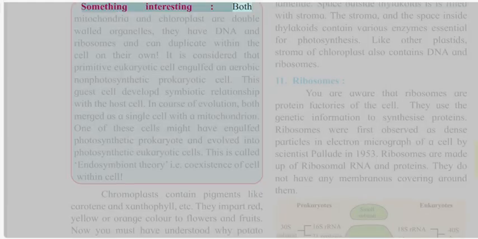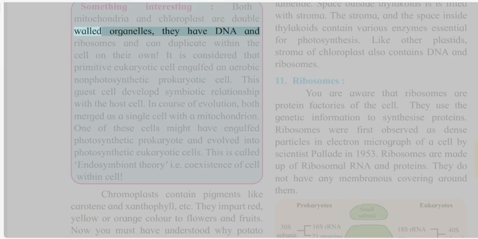Something interesting: both mitochondria and chloroplasts are double-walled organelles. They have DNA and ribosomes and can duplicate within the cell on their own. It is considered that a primitive eukaryotic cell engulfed an aerobic non-photosynthetic prokaryotic cell. This guest cell developed a symbiotic relationship with the host cell. In the course of evolution, both merged as a single cell with a mitochondrion. One of these cells might have engulfed a photosynthetic prokaryote and evolved into photosynthetic eukaryotic cells. This is called the endosymbiont theory, i.e. coexistence of a cell within a cell.